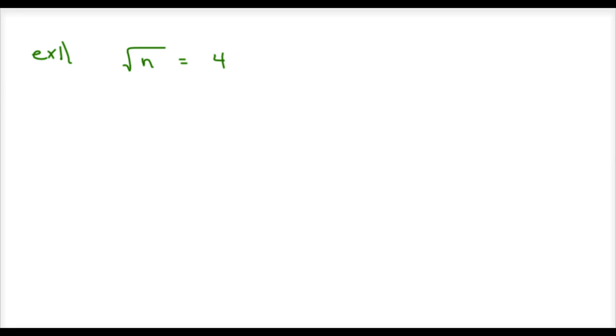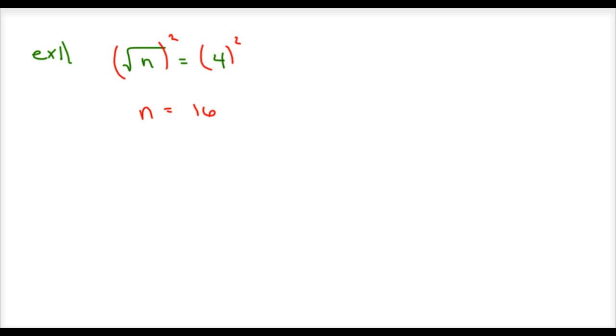Alright, so solving radical equations. Let's start with some basic ones. Square root of n equals 4. First I want to make sure my square root's on one side by itself. Get rid of the square root by squaring both sides. Square both, so square root of n squared is n equals 4 squared, you get 16.